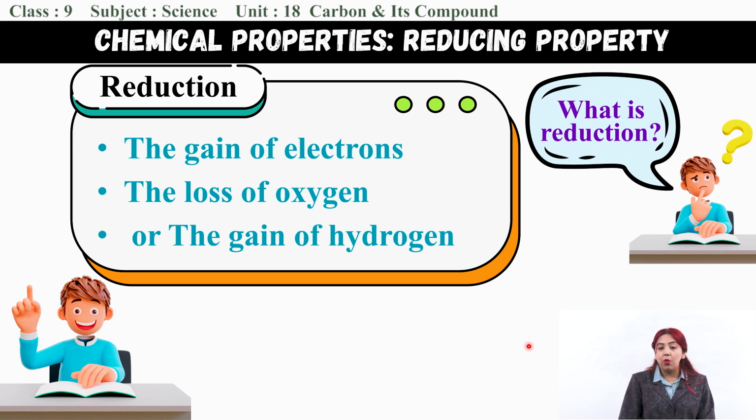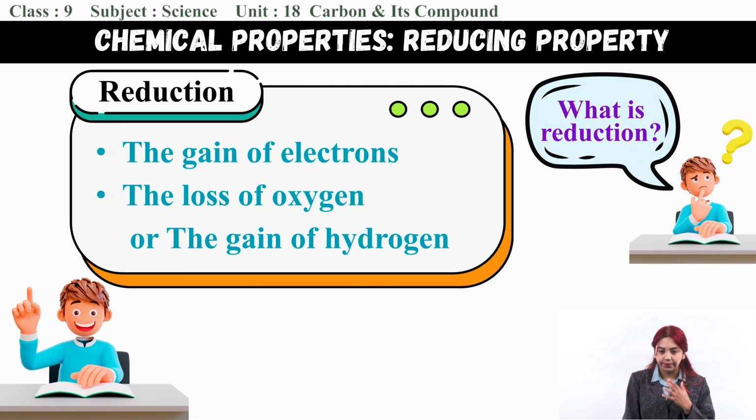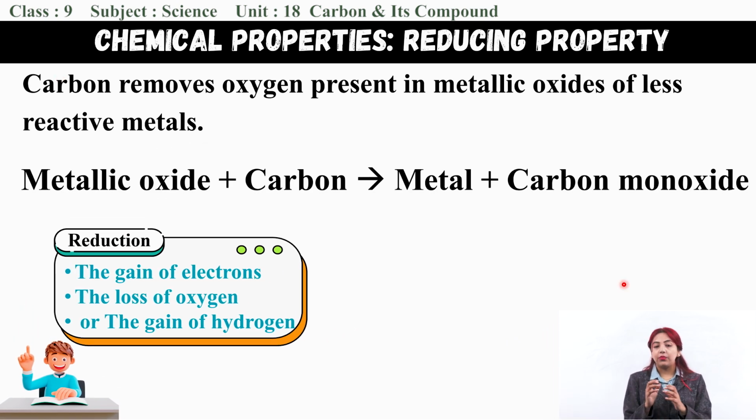So if there is any one of these three phenomena, then we can say that it is reduction. Now we will study about the reducing property of carbon. So the first property is, when carbon reacts with the metallic oxide of a less reactive metal, it removes the oxygen from the metallic oxide and forms carbon monoxide, and it also gives us metal. So now here you can see that oxygen is removed. So loss of oxygen means reduction. So this is also a reducing property of carbon.